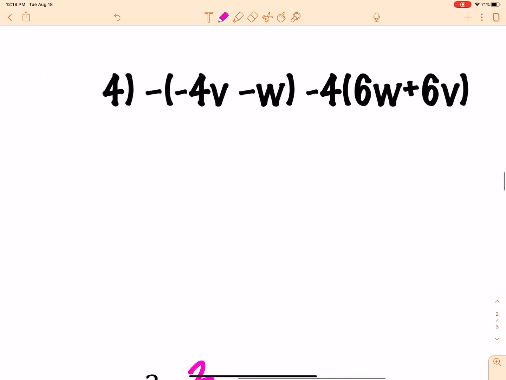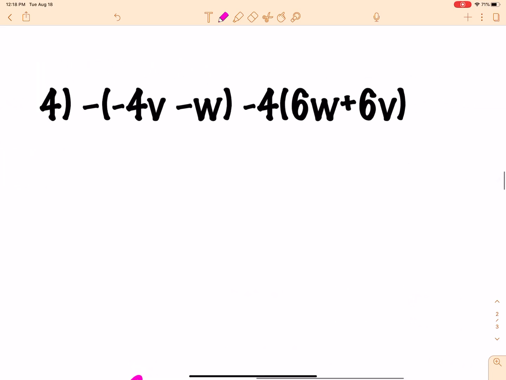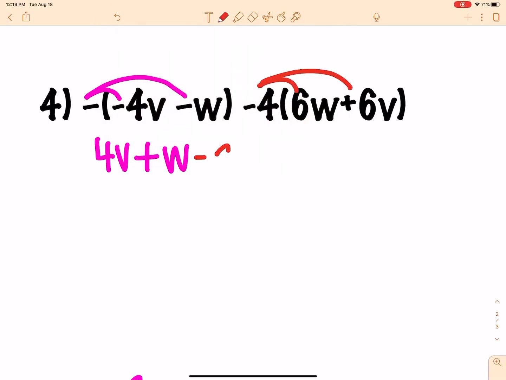Number 4, we're just distributing. Just make sure you're, of course, really careful with your negative signs. So we're going to apply this negative number to both. So we get 4v plus w. And we have to be very careful here. -24w minus 24v.